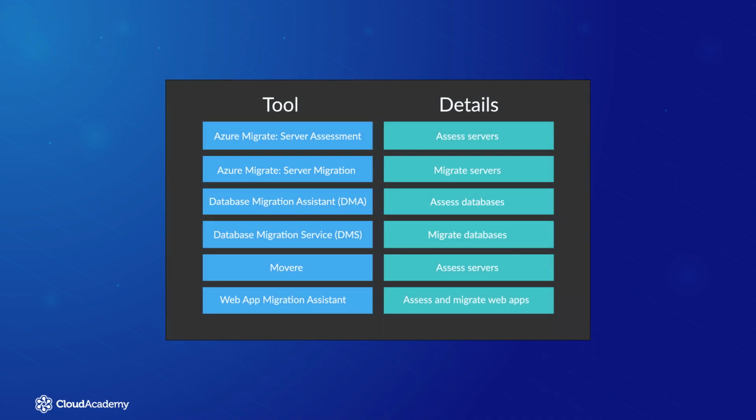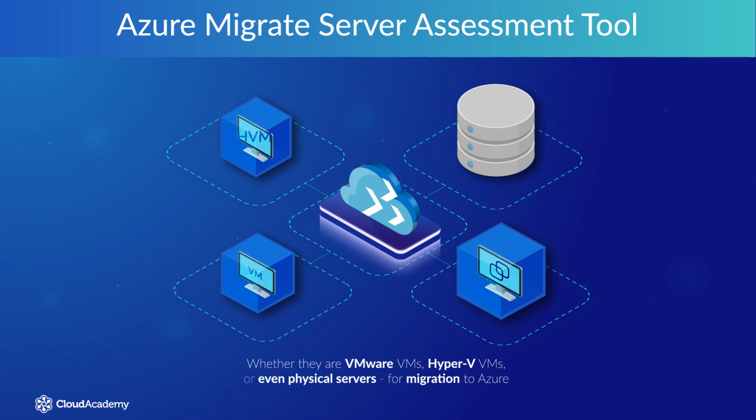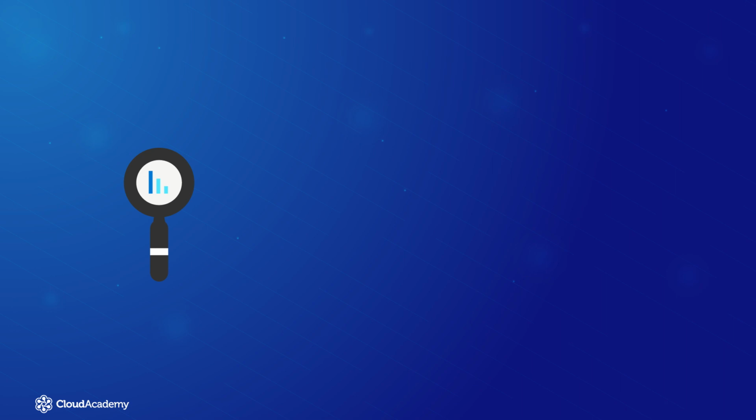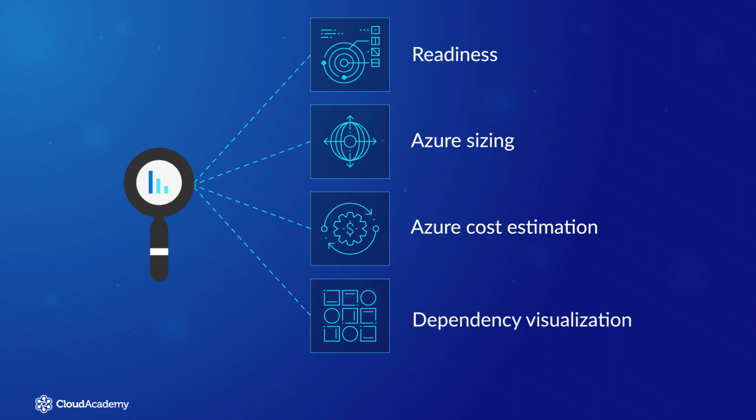Welcome back. On the screen is a table that shows the available tools and their use as they pertain to Azure Migrate. The Server Assessment tool is used to discover and assess on-prem servers, whether they are VMware VMs, Hyper-V VMs, or even physical servers. The assessment tool is used to determine Azure readiness, Azure sizing, Azure cost estimation, and dependency visualization for machines that you plan to migrate to Microsoft Azure.